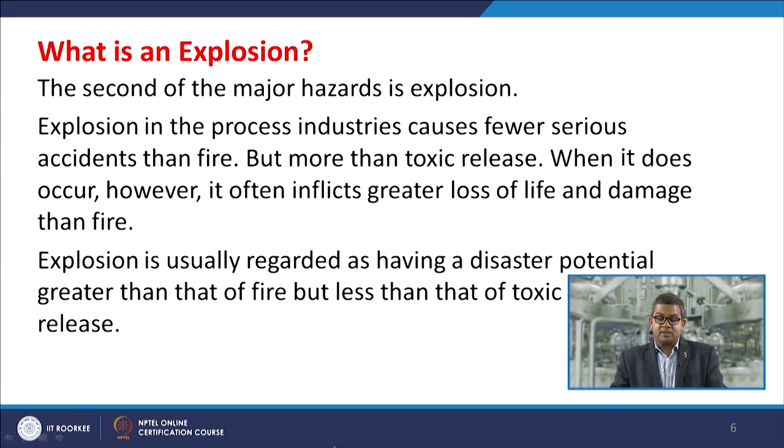The second major hazard is explosion. Explosions in the process industries cause fewer serious accidents than fire, but more than toxic release. When it does occur, however, it often inflicts greater loss of life and damage than fire, because one additional thing in an explosion is the generation of shock waves. These can match the natural frequency of nearby buildings, and those buildings may get extremely damaged.